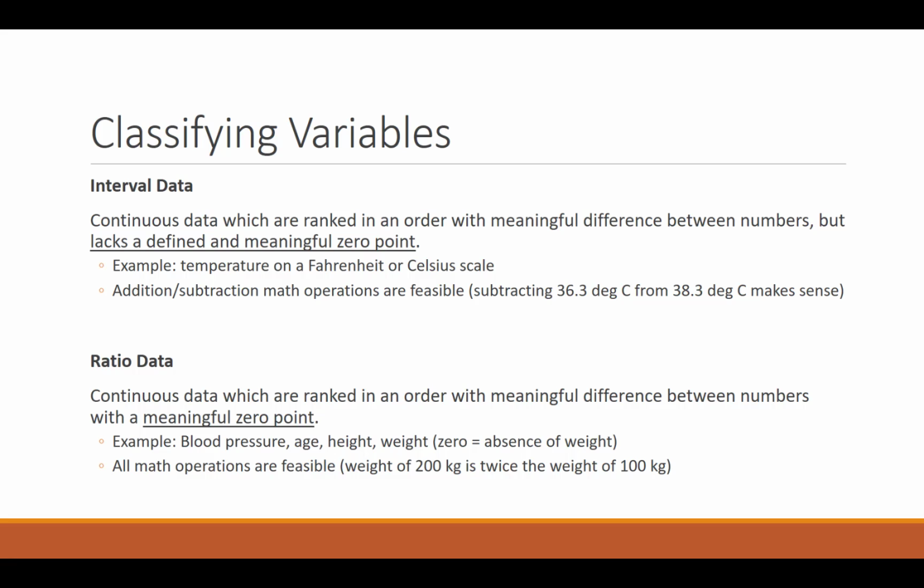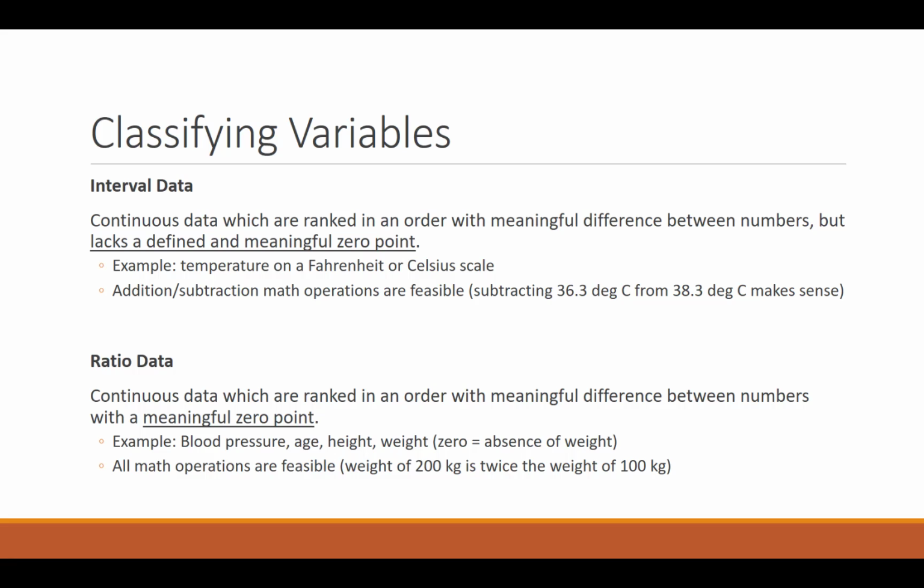And this is very similar to interval data. It's continuous data which are ranked in order with meaningful differences between numbers. However, there is a meaningful 0 point. For example, blood pressure is an objective continuous variable that we can measure. However, 0 blood pressure is meaningful. This means there's a complete absence of blood pressure.